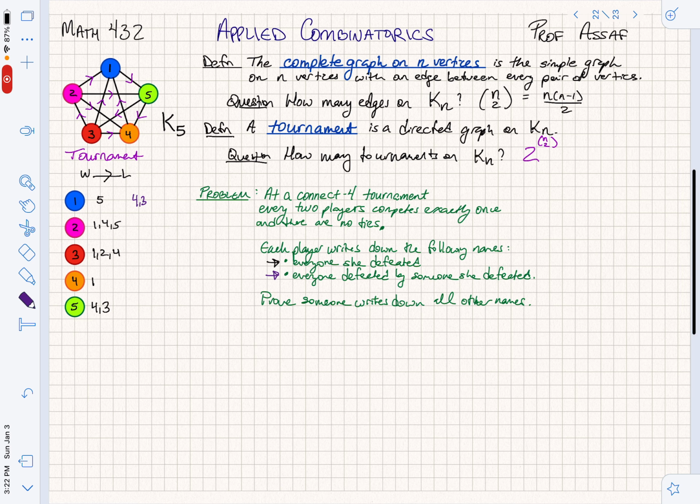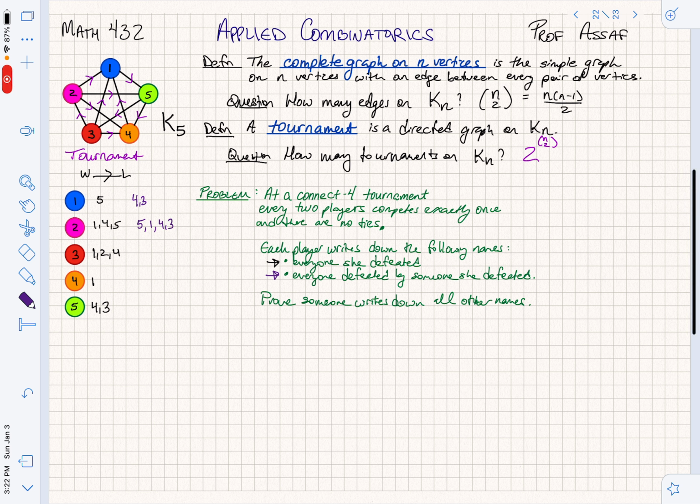Okay, so 4 and 3 is our second order of information. What about 2? For 2, we have to write down everyone player 1 defeated. That would be 5. Everyone player 4 defeated, that would be player 1. And everyone player 5 defeated, that would be 4 and 3.